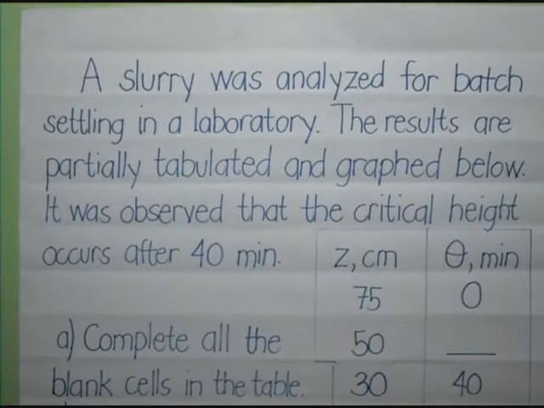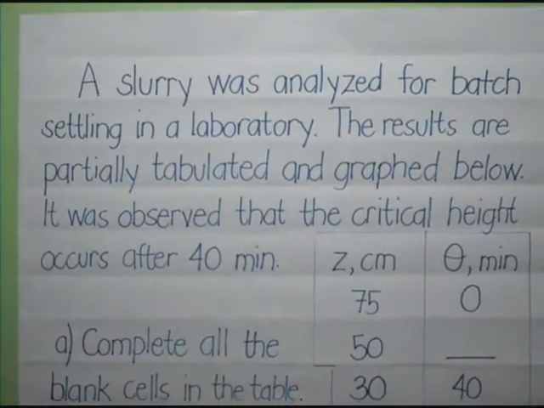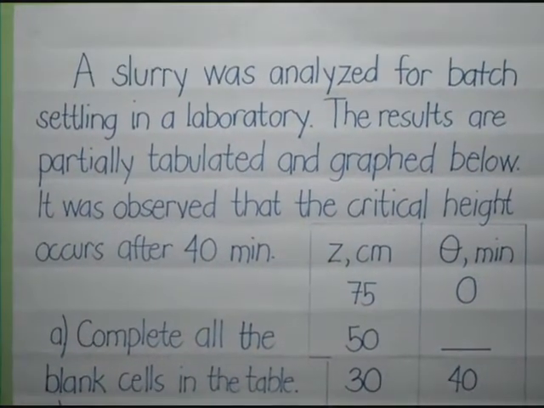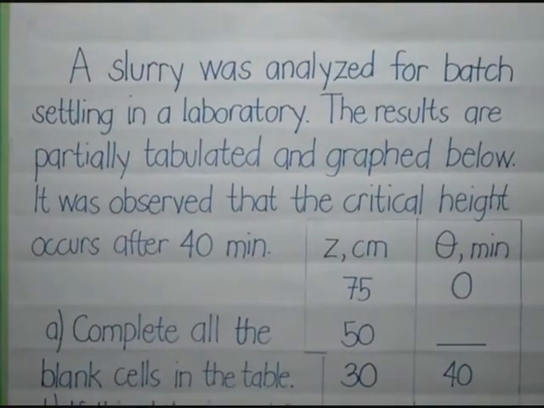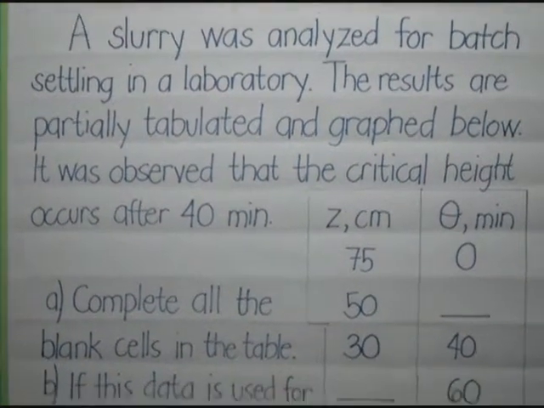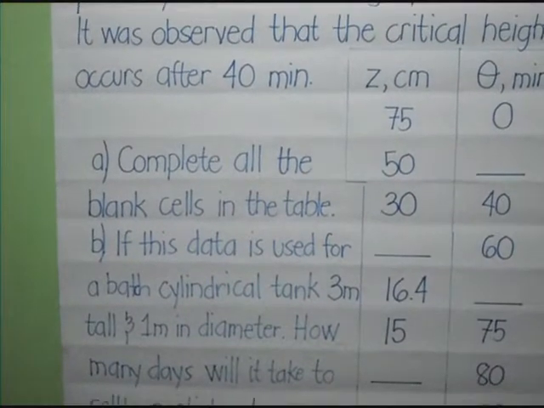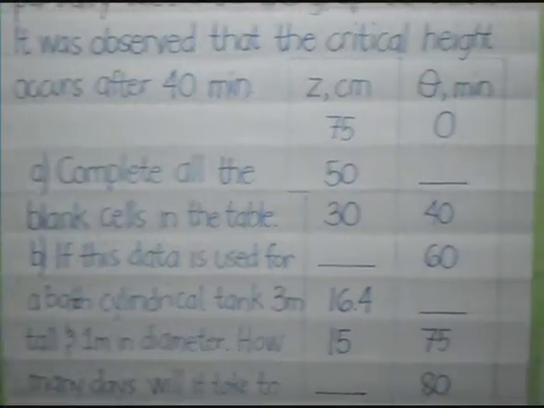A slurry was analyzed for batch settling in a laboratory. The results are partially tabulated and the graph will be shown later. It was observed that the critical height occurs after 40 minutes. For the first question, complete all the black cells in the table.